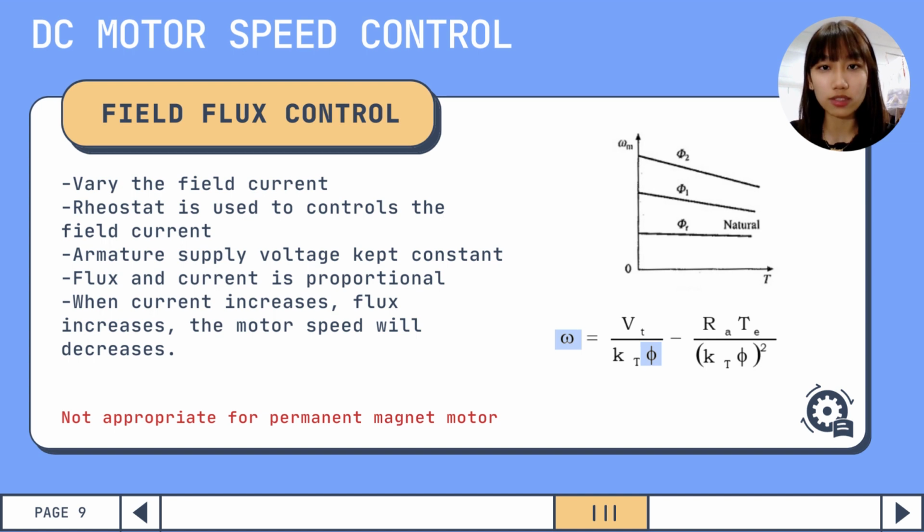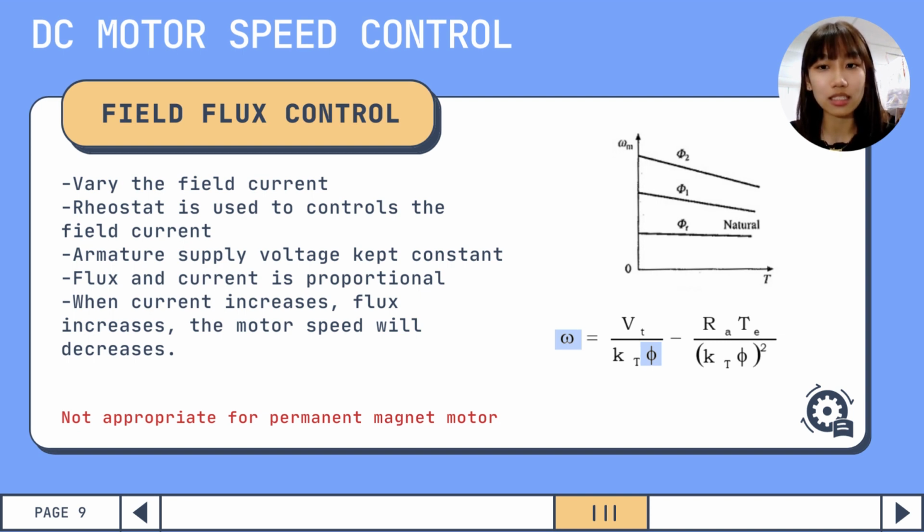Last is varying the field flux to control the DC motor speed. The speed of either a shunt connected or a separately excited motor can be controlled by varying the field current. To adjust the field current, we can use a rheostat to control the current by changing the resistance of the circuit. So if we want a high current, we can set a low resistance on the rheostat. This method is not appropriate for a permanent magnet motor because a permanent magnet motor has a constant flux, while in a series connected motor, the field flux is the same as the armature current, so it cannot be independently controlled.